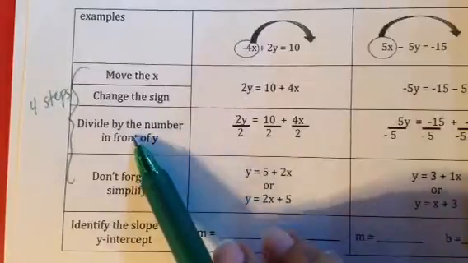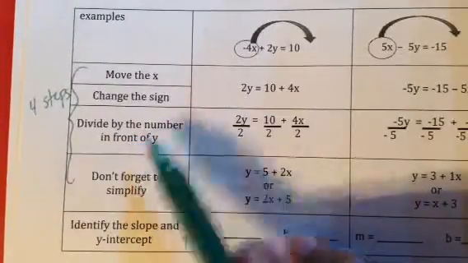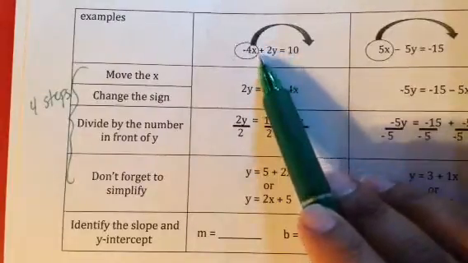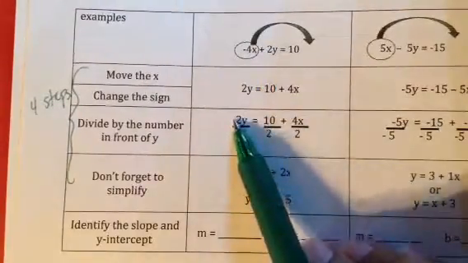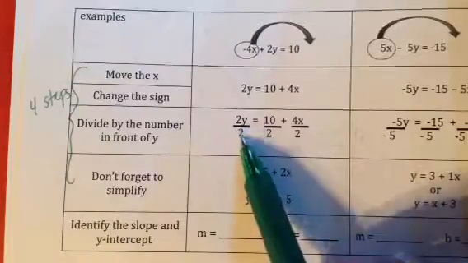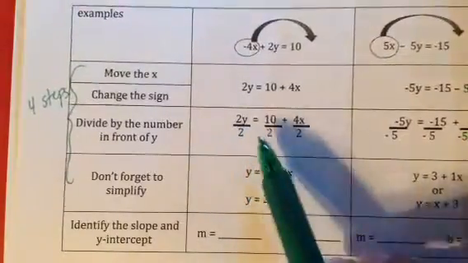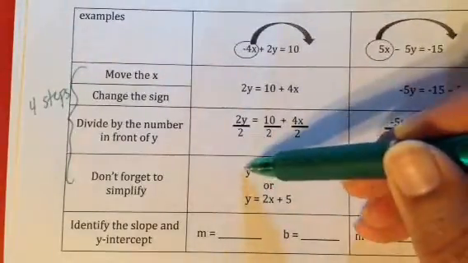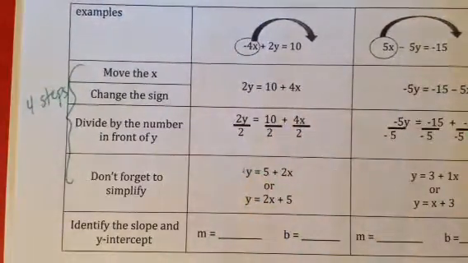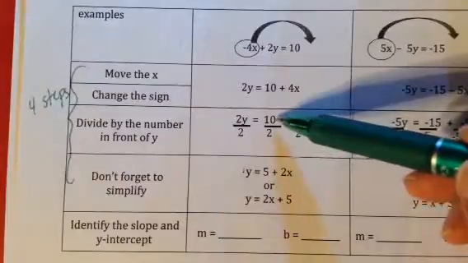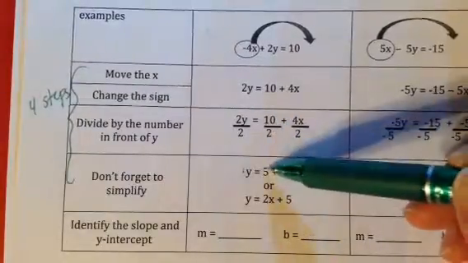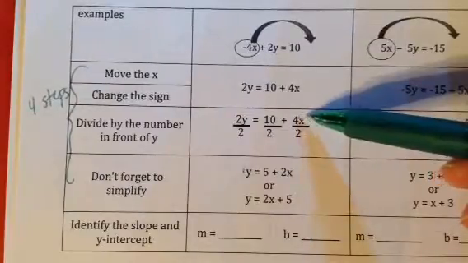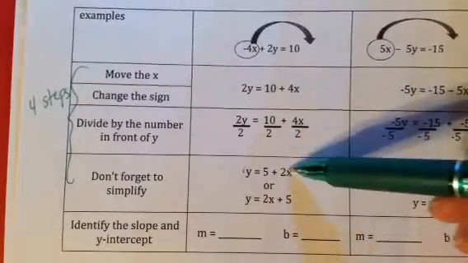The next step says to divide by the number in front of the y. Well, remember that since this was a plus 2y, that means that this is positive, and what we're going to do is divide all these numbers by 2. Well, 2 divided by 2 is 1. That's where we got the y from. Remember the imaginary 1. 10 divided by 2 is 5, and 4 divided by 2 is 2x.